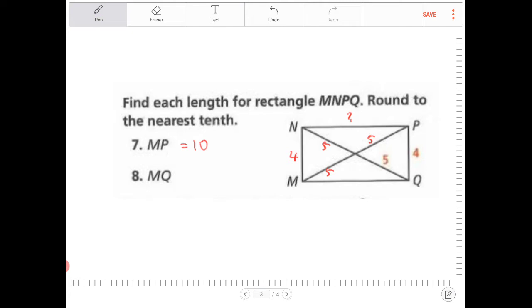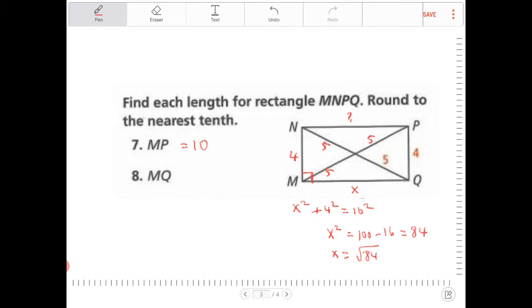MQ, well, since we know that this is a rectangle, that means that must be a right angle there. And if that's a right angle, then MQ, I'm going to call that x, can be found by using the Pythagorean Theorem. x squared plus 4 squared is equal to 10 squared. Subtract both sides by 4 squared. I end up with 100 minus 16, which is equal to 84. And then, therefore, x is equal to square root 84.